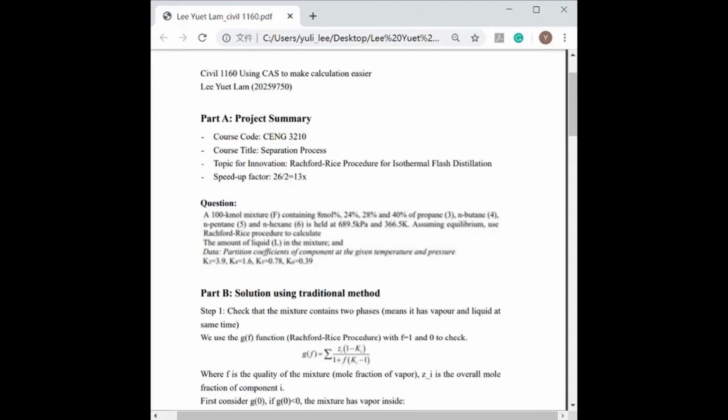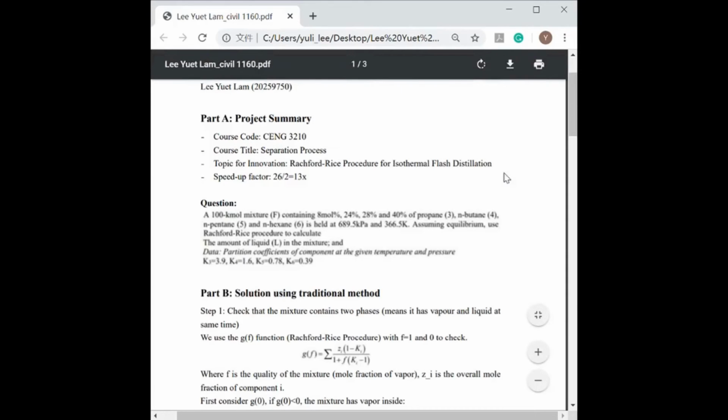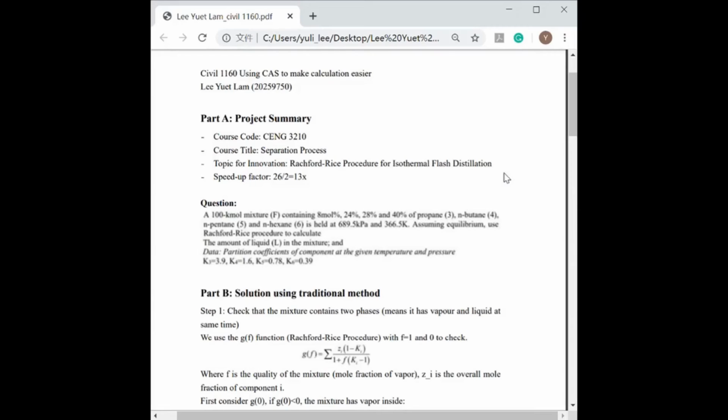Today I'm going to present CIVL 1160 project type 1, using CAS to make calculation easier. So the question is selected from one of my major courses, CENG 3210 Separation Process, to solve the Rachford-Rice procedure for isothermal flash distillation so as to calculate the concentration or amount of components in the mixture.